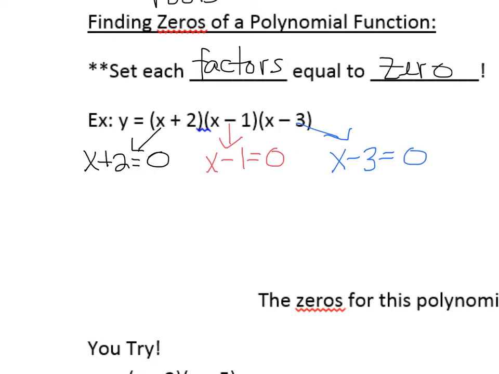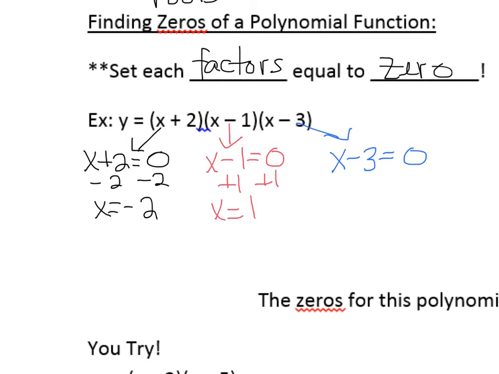And then we solve each one for x. So in the first one, if it's x plus 2, we know we would subtract 2. So x equals negative 2. In the middle one, x minus 1 equals 0. Well, we would add 1 to both sides, so x equals 1.